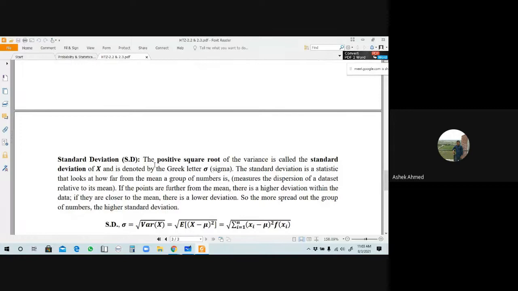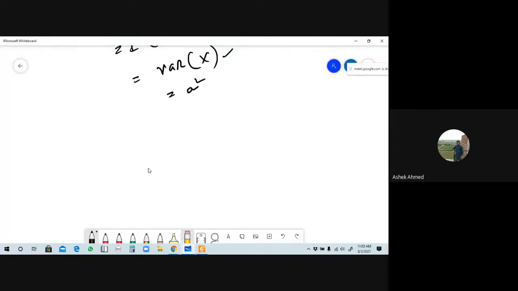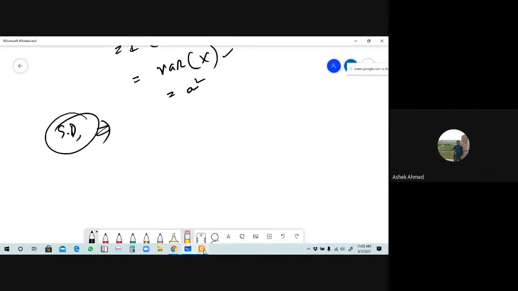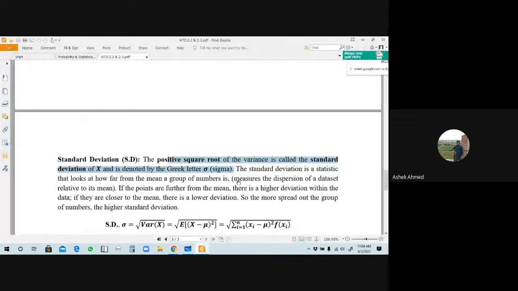Now we discuss standard deviation, which is denoted by SD. For standard deviation, the positive square root of the variance is called the standard deviation of x, which is denoted by the Greek symbol sigma. So the positive square root of sigma square is sigma. This is called standard deviation.